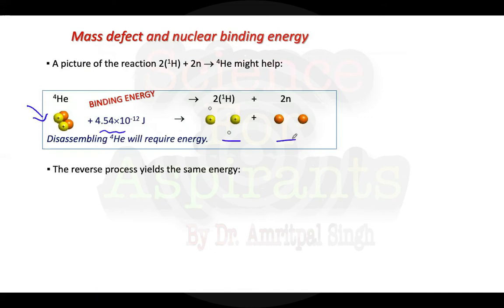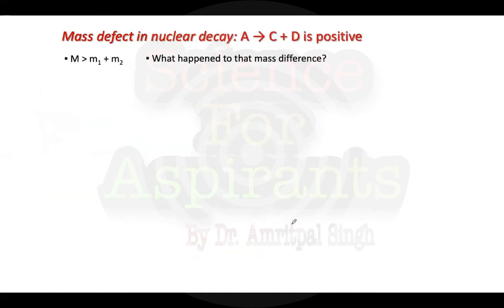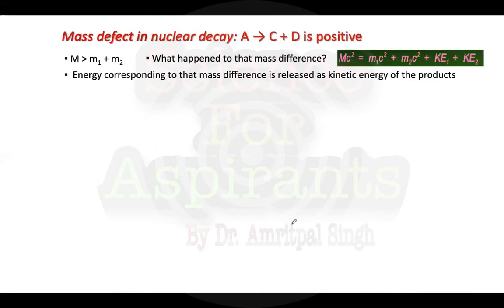And the other way around, the reverse yields the same energy which is being released. So when two protons interact with two neutrons, this much energy is released. So on the other way, that is one and the same thing. The amount of energy which is required to have a reaction is equal to the amount of energy which is required to break that particular nucleus.